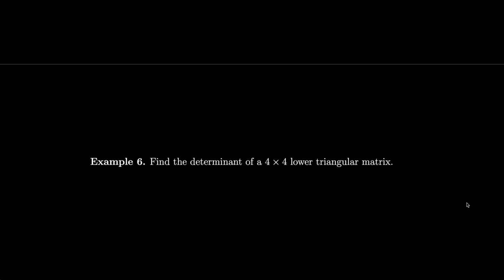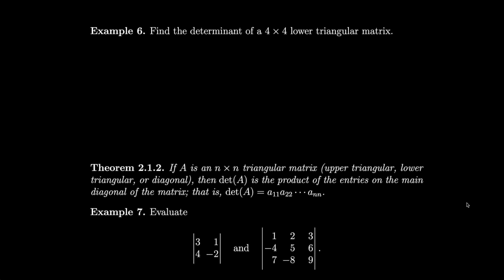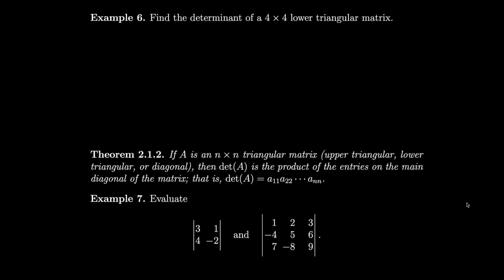It would have been a lot more work if we had chosen a different row or column that didn't have as many zeros in it. How about we find the determinant of a 4 by 4 lower triangular matrix? So I'll write out a general one, A1,1, and then it's lower triangular, so I'll have zeros above. Then A2,1, and then A2,2, and then zeros.